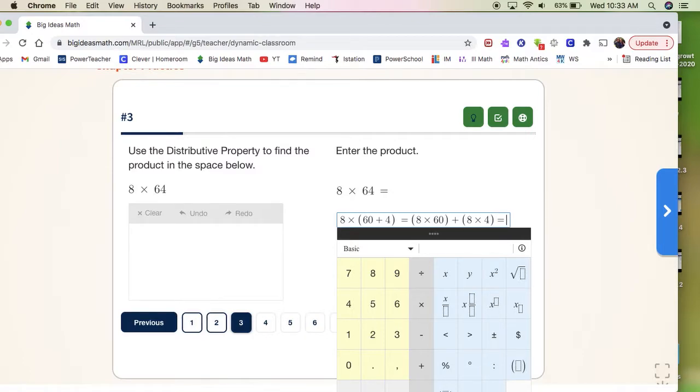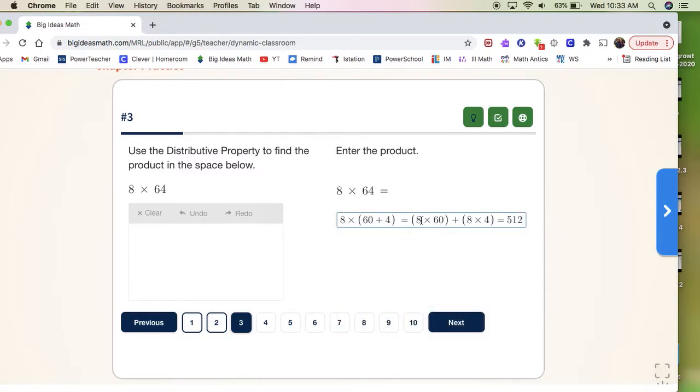Hopefully you got a chance to write that down. So it's going to be, I hope I said that right, 480 plus 32, which is 512. There's a chance I said that incorrectly. If I did, I apologize.